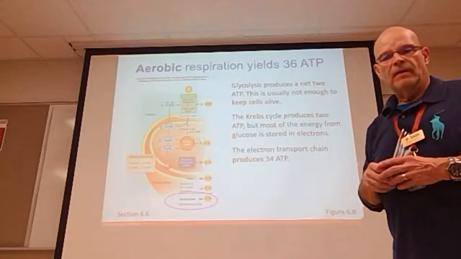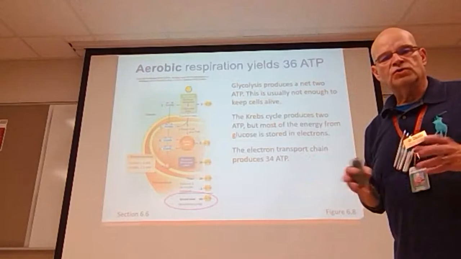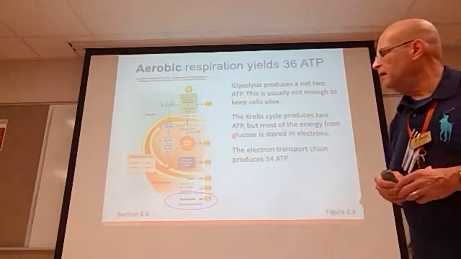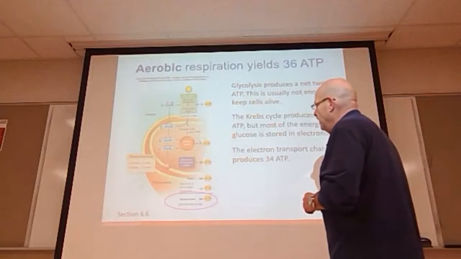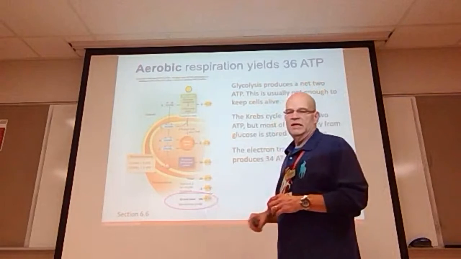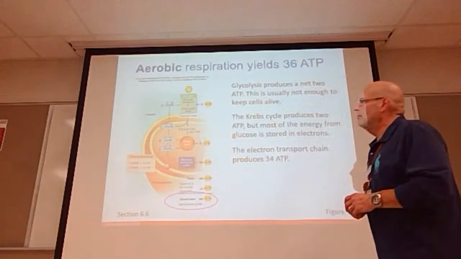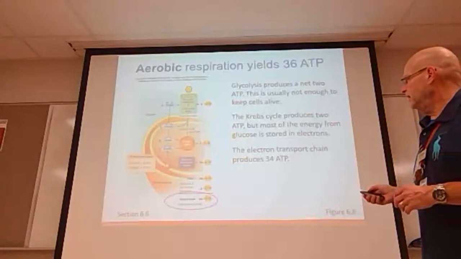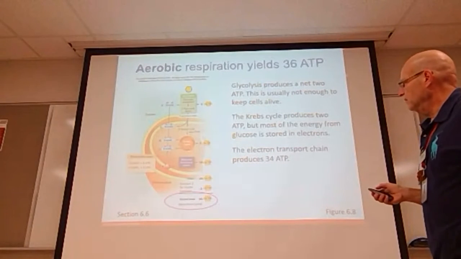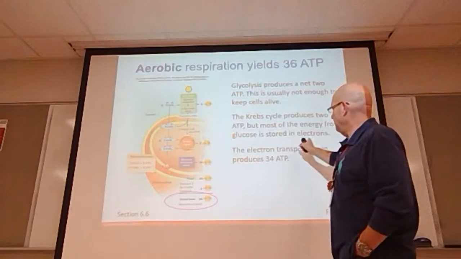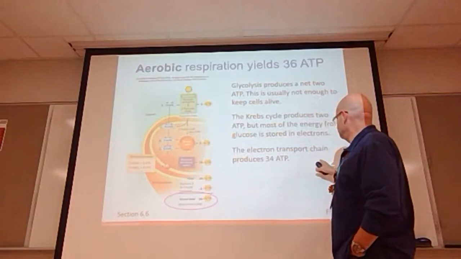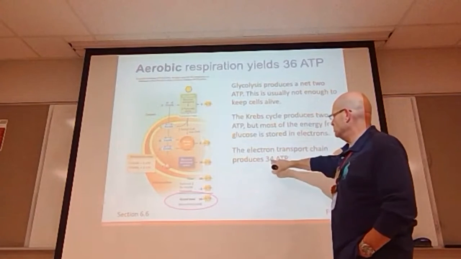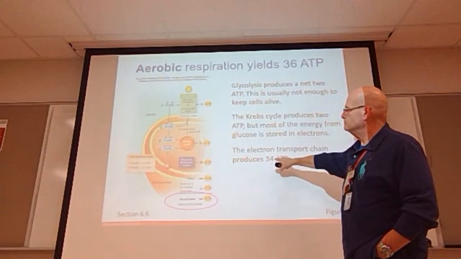Biological entities are notoriously inefficient in how they do things. So while in theory we can get 36 ATPs out of a glucose, probably we don't get that many. So again, that is a theoretical yield. And if you want to know how many ATPs are made during the electron transport chain, 34.